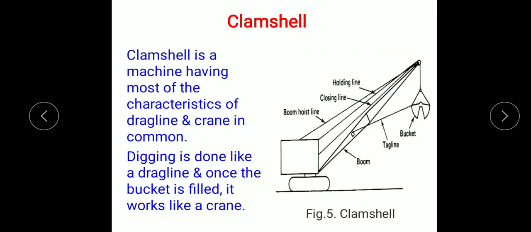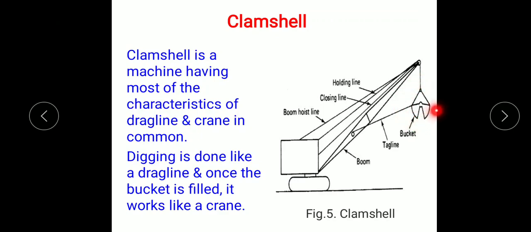Next important equipment is the clamshell. So clamshell is a machine having most of the characteristics of drag line and crane in common. The machine is so named due to the resemblance of its bucket to a clam, which is a shell fish with a hinged double shell. So here figure number 5 shows a clamshell. So we can see this is a bucket.